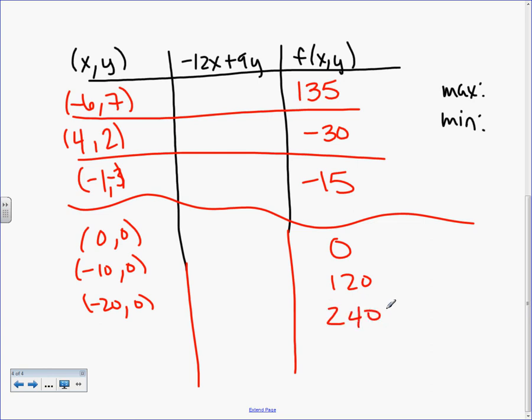240? Everybody understand that? Is that higher than 135? So what's that mean? It means there's no max. If we're higher than what we thought the max was, it wasn't really a max. Do you understand that? So this one just has a min, which is what? Negative 30.